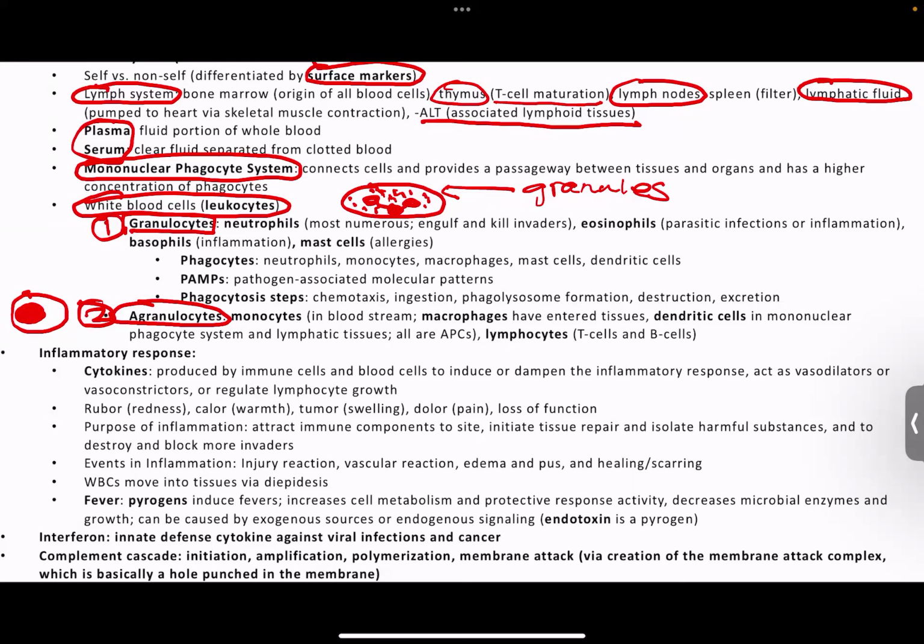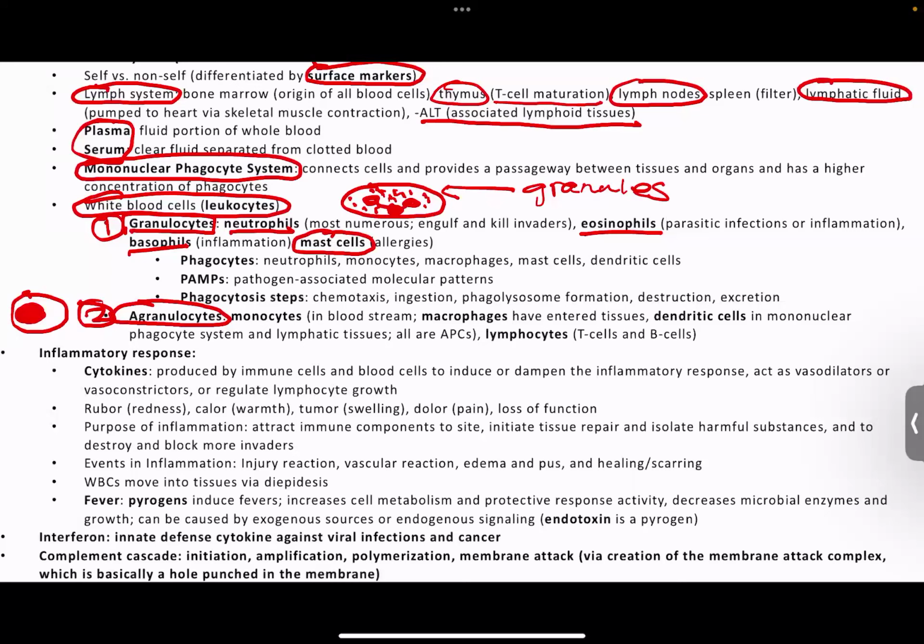All right, so those are two groups. Our granulocytes are the guys where we actually see the granules in them. Most of these guys are the phils. So this will be neutrophils, eosinophils, and basophils. All the phils are granulocytes. And there's one more that we need to know is a granulocyte, which is the mast cells.